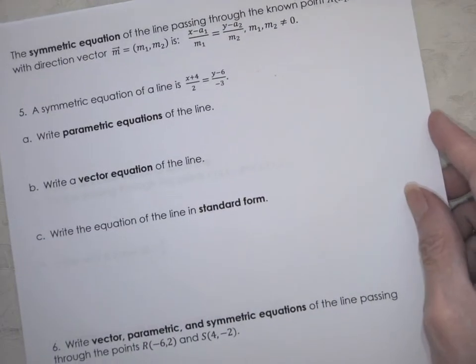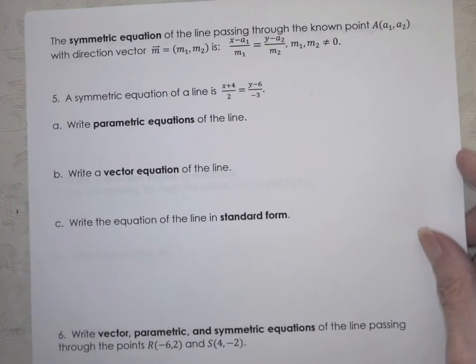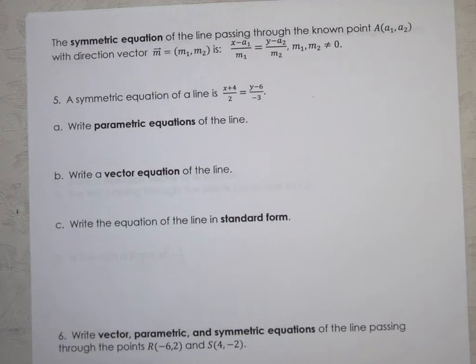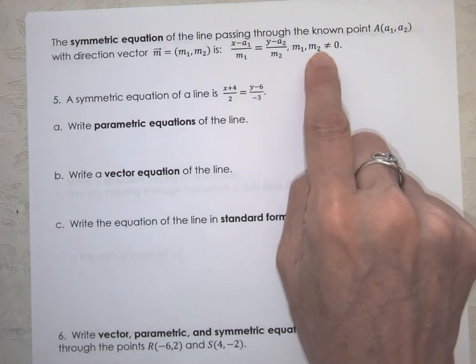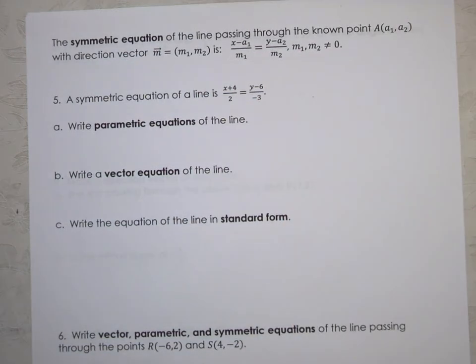So the symmetric equation of a line passing through the known point A (A1, A2) with direction vector M (M1, M2) is (x minus A1) over M1 equals (y minus A2) over M2. But you can only have a symmetric equation if neither direction component is 0, because division by 0 is not allowed.